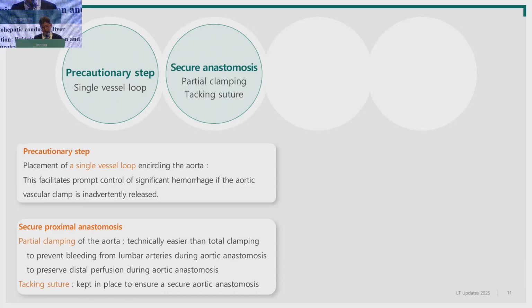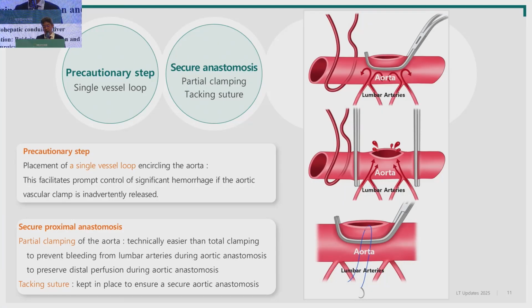For secure proximal anastomosis, partial clamping of the aorta is technically easier than total clamping, and it also helps prevent bleeding from lumbar arteries and preserve distal perfusion during aortic anastomosis. In addition, after creating the aortic arteriotomy, tacking suture should be kept in place on the operator side to ensure a secure aortic anastomosis with proper intima-to-intima approximation.